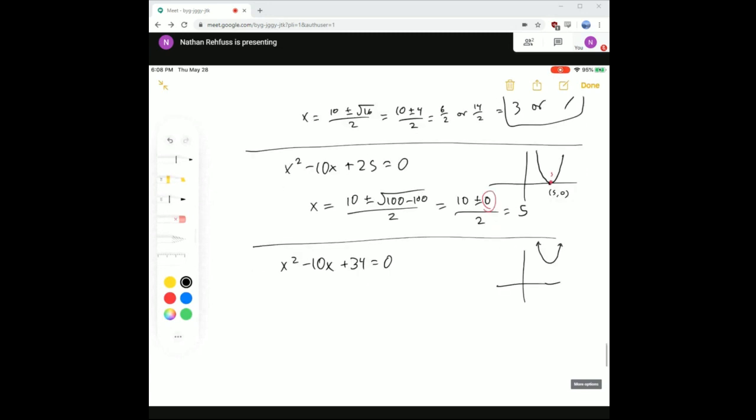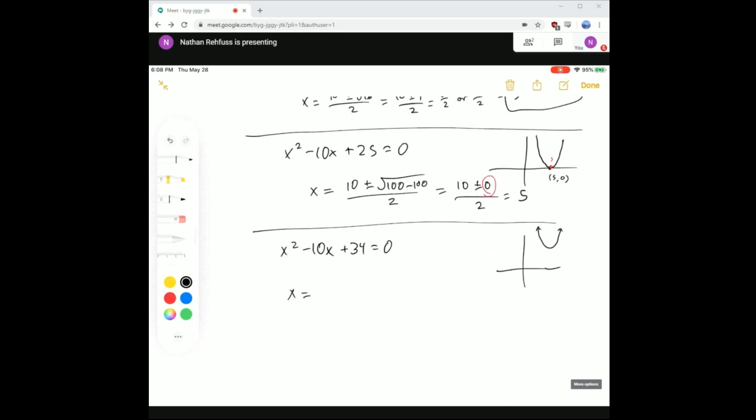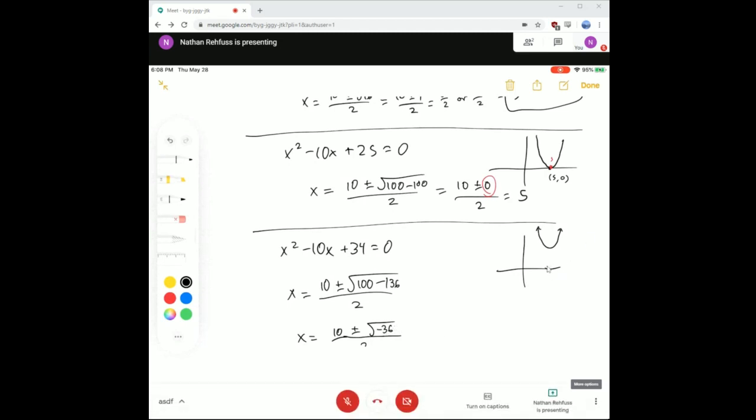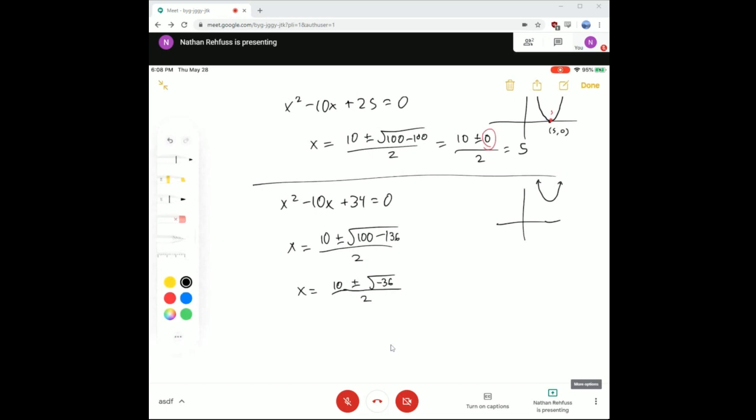Well, let me use the quadratic formula. X is negative b, so positive 10, plus or minus root b squared, 100, minus 4ac, so minus 4 times 1 times 34. That's 136. All divided by 2a. 2 times 1 is 2. So now our discriminant is negative. It's 10 plus or minus root negative 36 over 2. So we've got a negative discriminant. We don't have any real roots. We have 2 complex roots. Let's find them.